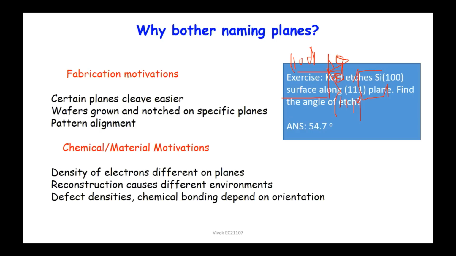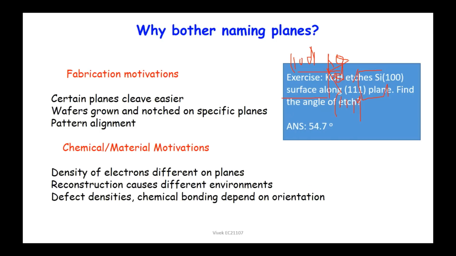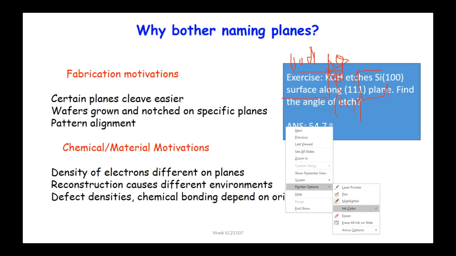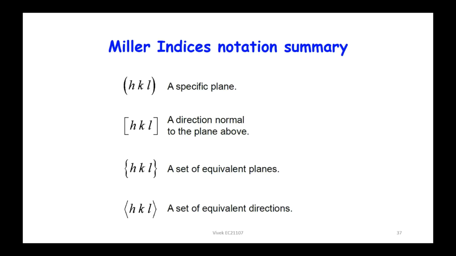So basically you can do this exercise for KOH. Because KOH etches silicon 100 along the 111 plane, you can find the angle, and that should come out around 54.7 degrees.